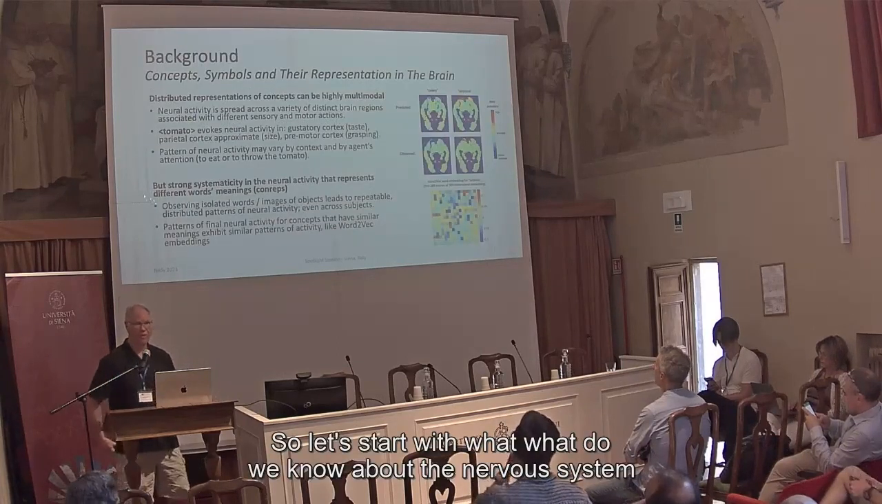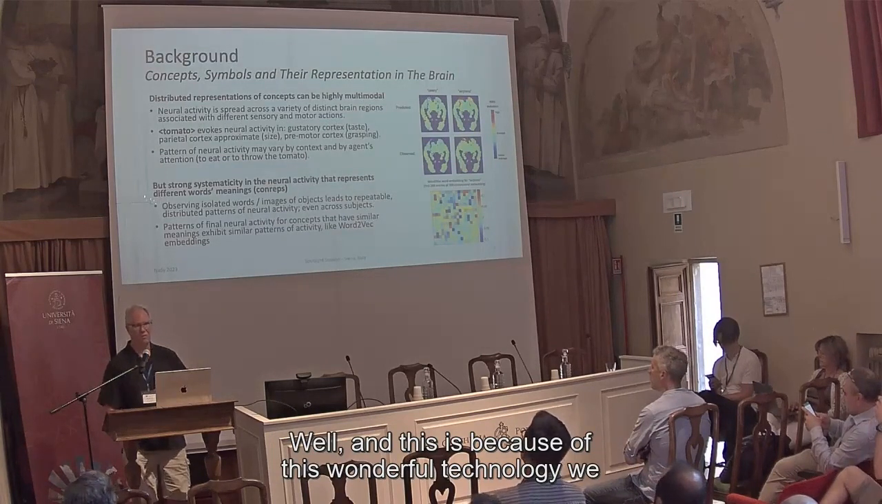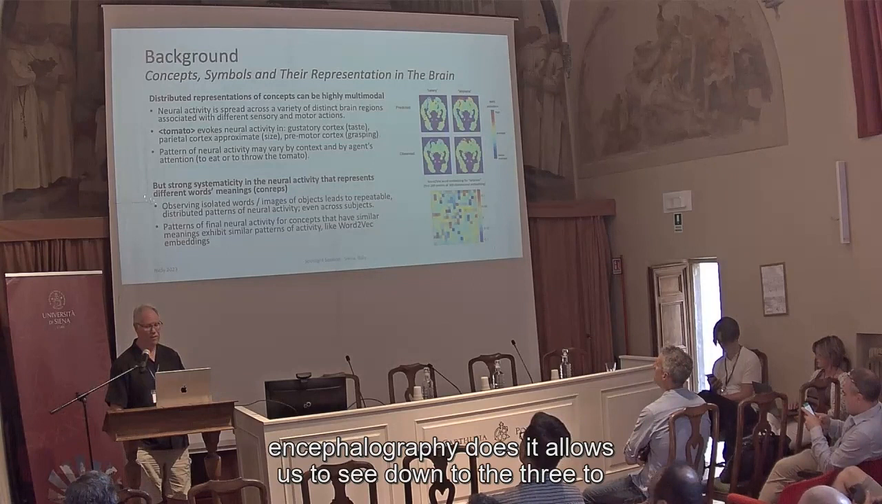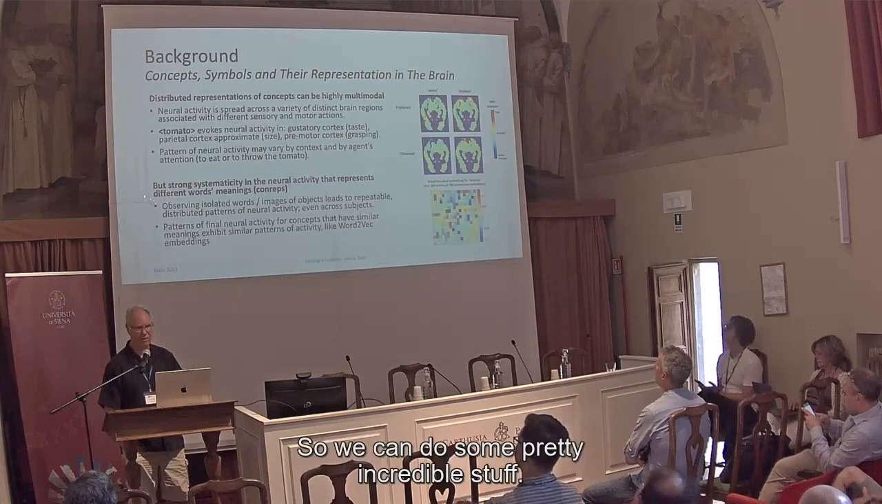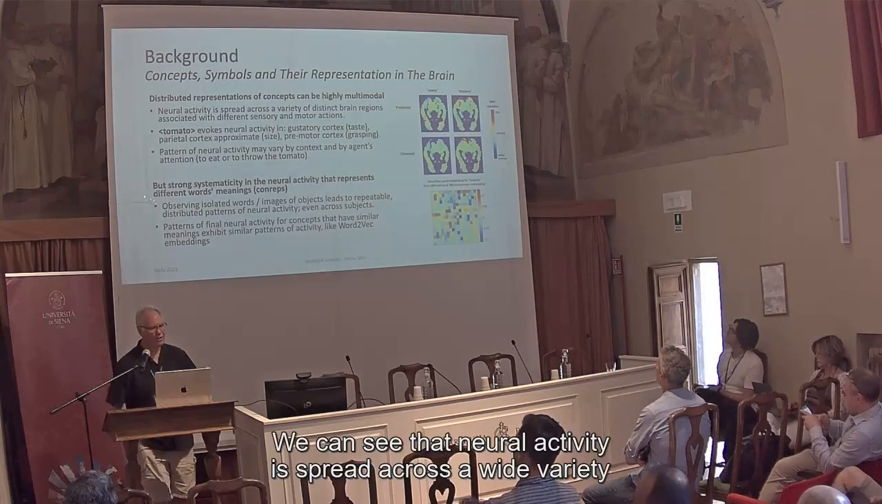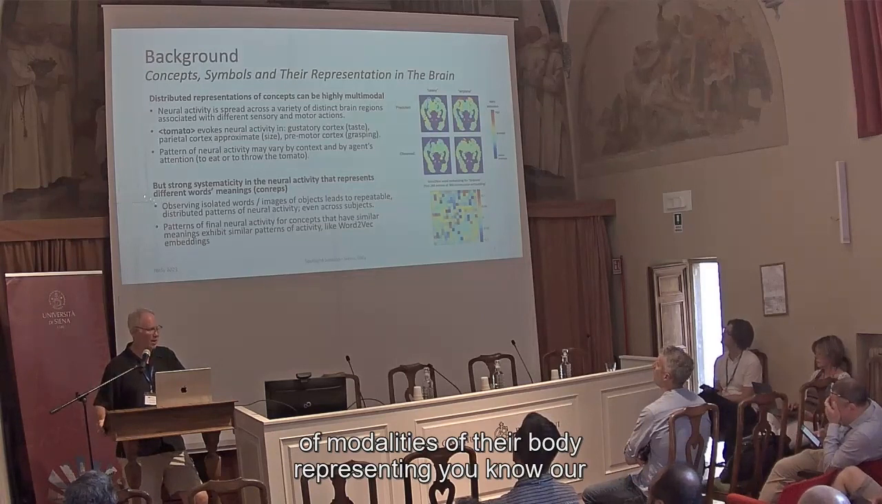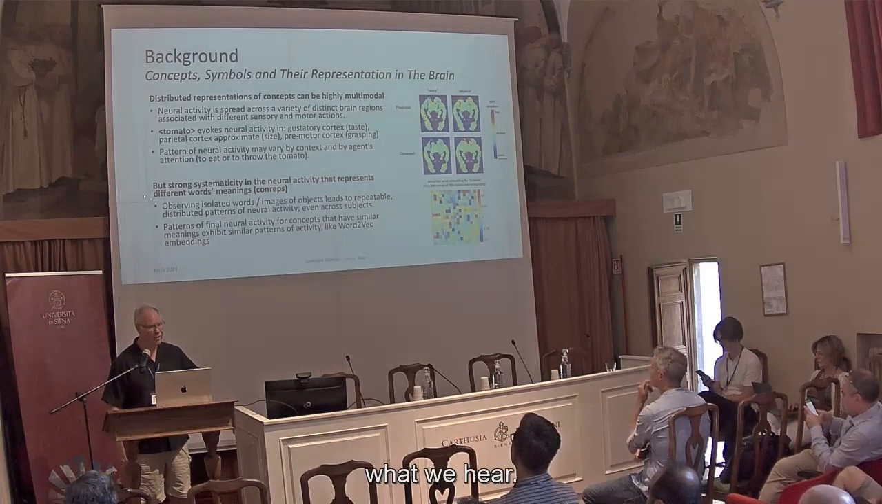So let's start with what we know about the nervous system of our own body. Well, this is because of this wonderful technology we have in terms of imaging. fMRI or MEG, which is magnetoencephalography, allows us to see down to the 3 to 4 millimeter space in as little as 1 millisecond shots at a time. So we can do some pretty incredible stuff. We can see that neural activity is spread across a wide variety of modalities of our body, representing our tactile senses, our auditory senses, what we see, what we hear.